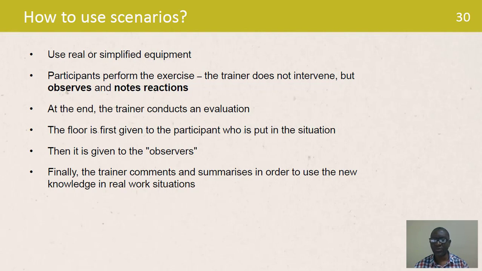The trainer discusses with the participants the performance obtained against predetermined evaluation criteria. The floor is first given to the participant who carried out the scenario so that they can talk about their performance and how they experienced the scenario. Next, the floor is given to the observers, who offer arguments about the positive aspects of performance and areas of improvement. The trainer structures the debriefings and goes back over the important aspects to be implemented in order to correctly use the new knowledge in the real work situation.